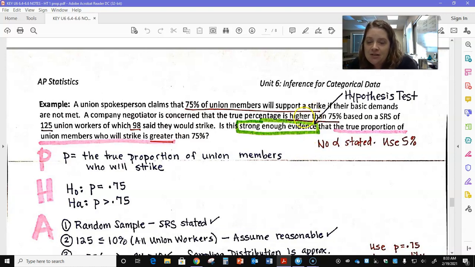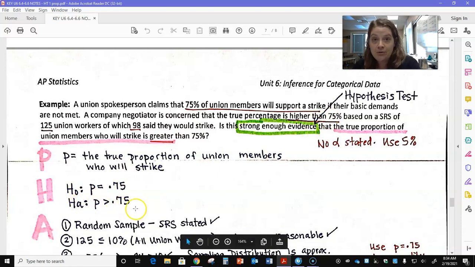All right, so I see this inequality statement here. Is it higher than 75%? Is it greater than 75%? So there's my inequality word that I know I'm going to be using for my alternate hypothesis. And I know in the alternate hypothesis that I'm going to have something in front of it. What parameter is greater than? So I'm going to look in front of that word, and it says the true proportion of union members who will strike. That's what I'm going to use as my parameter definition. All right, so p, define the parameter. p is the true proportion of union members who will strike. My hypotheses are: the null hypothesis is that it is 75%, and the alternative hypothesis is that it's greater than 75%.